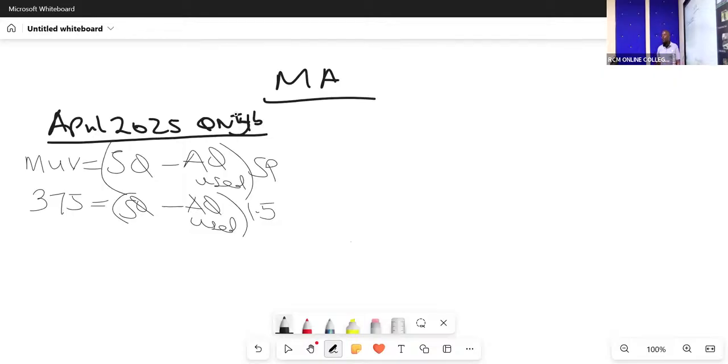So then can you kindly do me a favor by making the standard quantity minus actual quantity the subject of the formula? Remember what we said is that these two will be taken as if they are 1 item. So basically come and divide both sides by what here? You divide by 1.5. If you do that, you will end up getting 375 divided by 1.5, which gives me 250.